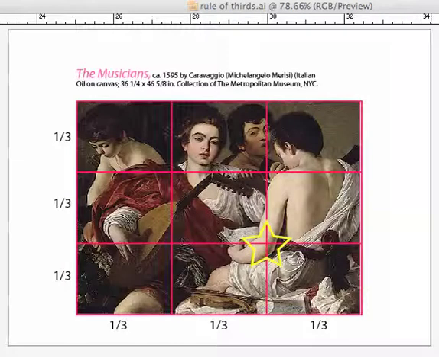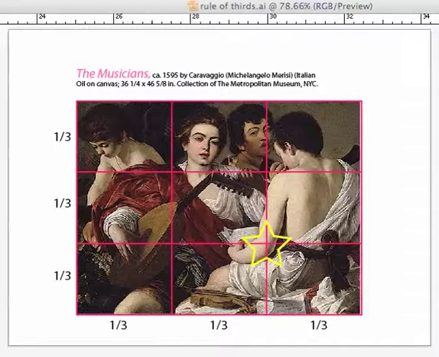Here's another painting called The Musicians by Caravaggio. And also, if you look at this again, you'll see how this composition is divided up into thirds using our third, a third, a third grid. And you'll see that the area of most contrast, which is right here, is balanced by these areas of darker contrast.